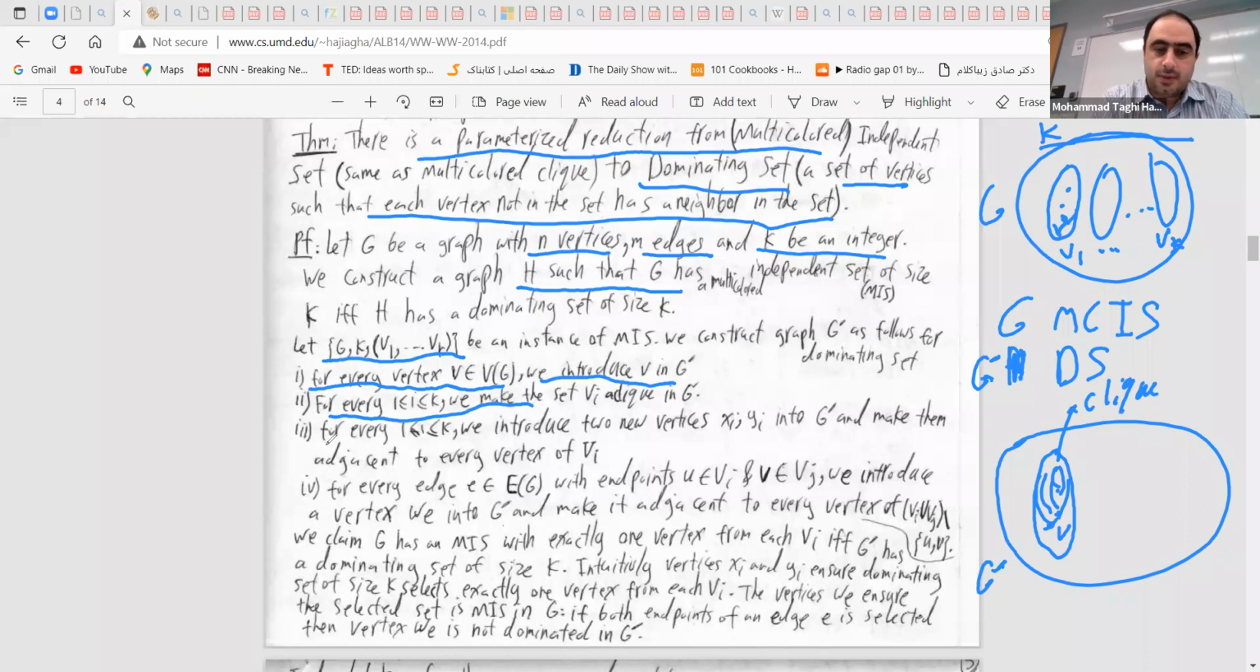There is a third step. For every i, these are the cliques that we are creating here. And all of them are connected. Now, for every one of these cliques, we are adding two other vertices. One is xi, and the other one is yi.